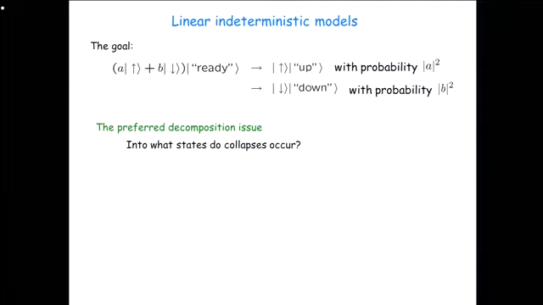collapses occur? Secondly, there's something called the trigger issue, which is more about when and by what mechanism collapses occur. So are these collapses occurring all the time, or do they occur occasionally? And how quickly do they occur? Is it sort of an instantaneous thing? All those sorts of issues.